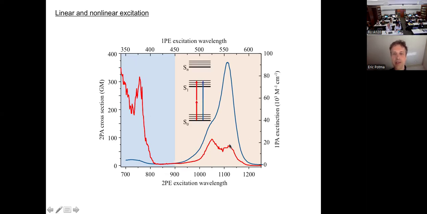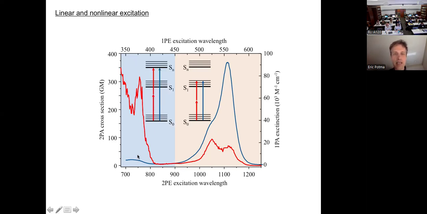This first part here, I'm exciting from the ground state to the first excited state, either in one step or in 2 steps. But the overall effect is more or less the same. So I see the same kind of features. But here, something else is happening.